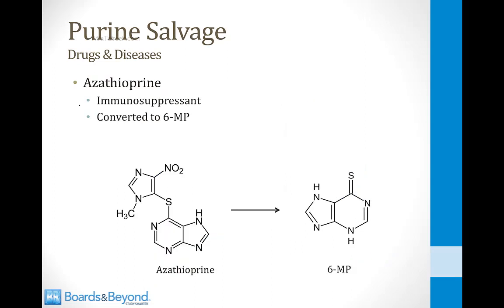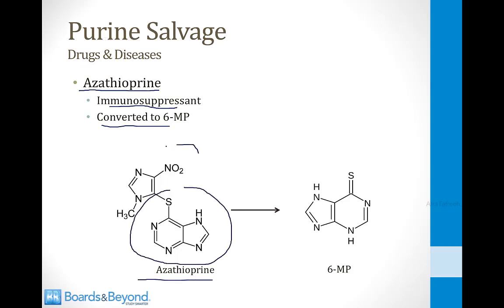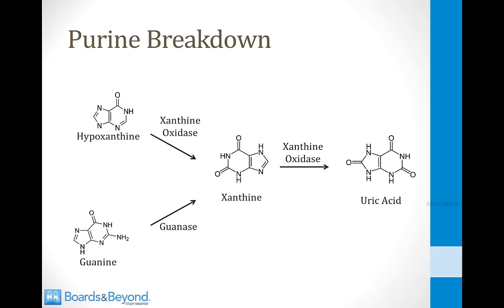Another clinical correlation of the purine salvage pathway is the drug azathioprine. It's an immunosuppressant. It's used in inflammatory bowel disease and a number of other disorders, and it is converted inside the body to 6MP, and then it functions just like 6MP. This is the structure of azathioprine at the bottom of the screen. You can see that it looks very similar to 6MP. It just has this extra molecule hanging on. Inside the body, this molecule will be lopped off, and you will be left with 6MP, and thus azathioprine will exert the same effects as 6-mercaptopurine.